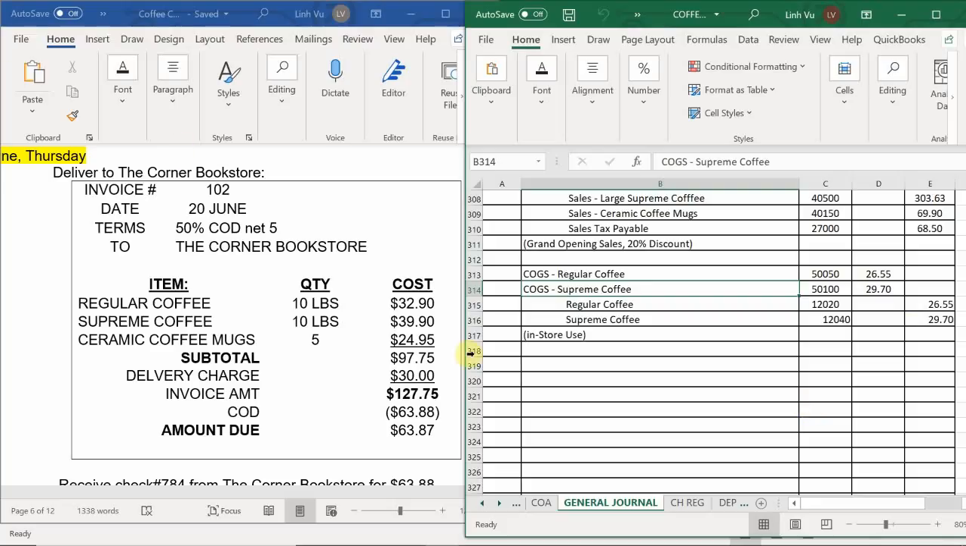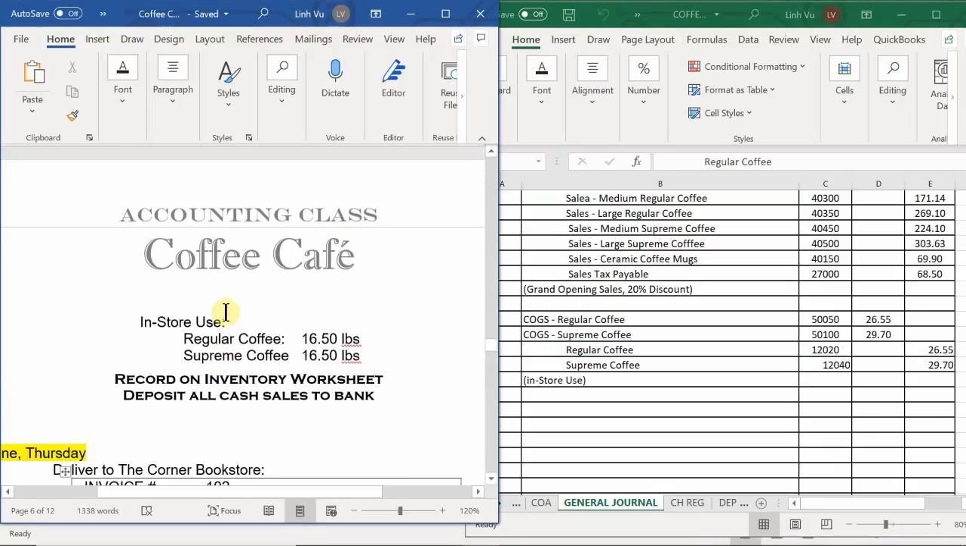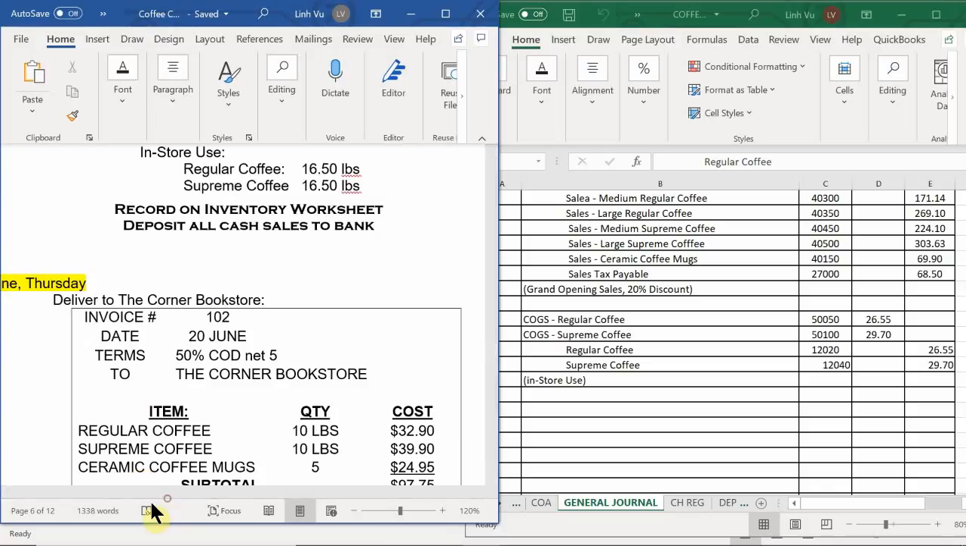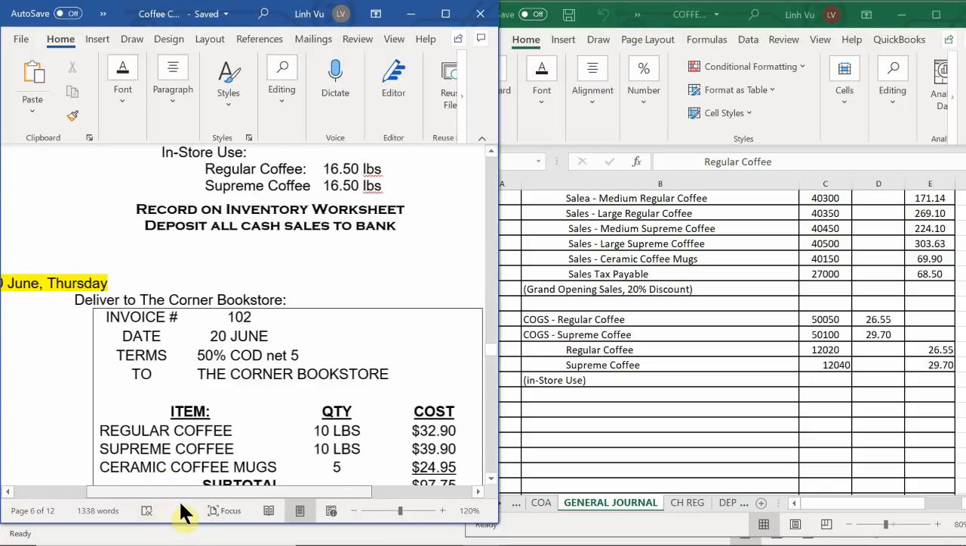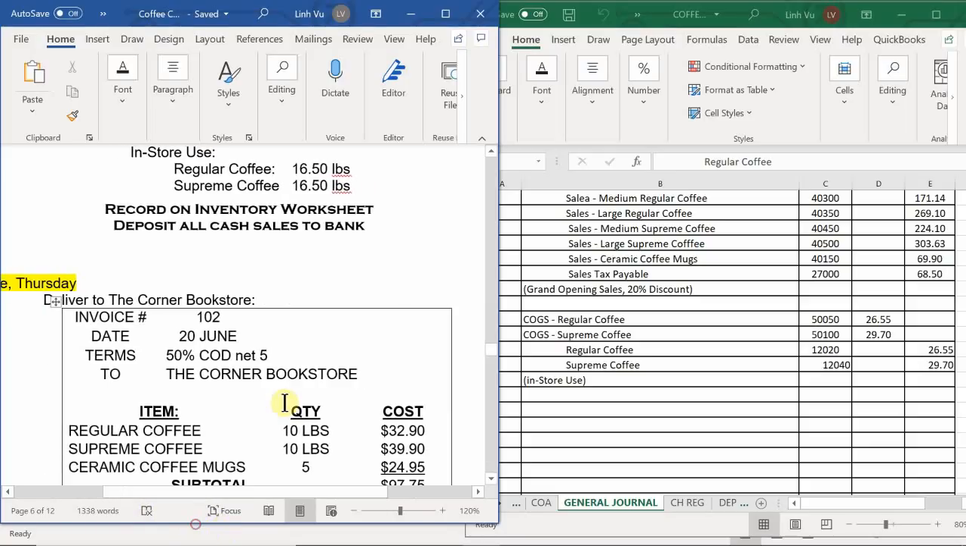Okay, so welcome back, everybody. The last thing that we did was we actually finished up the 19th of June. So now we are finally on another new day. Okay, and we're going to go ahead and start off with Albert delivering it to the corner bookstore.